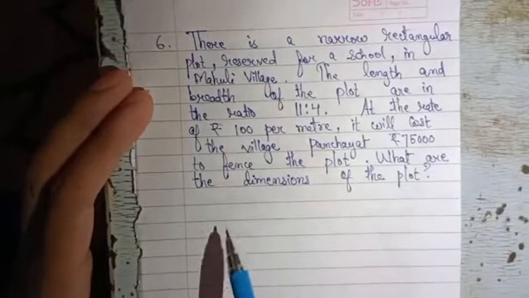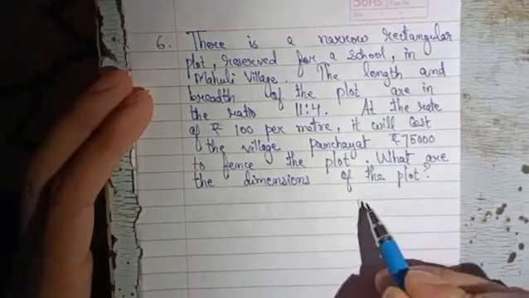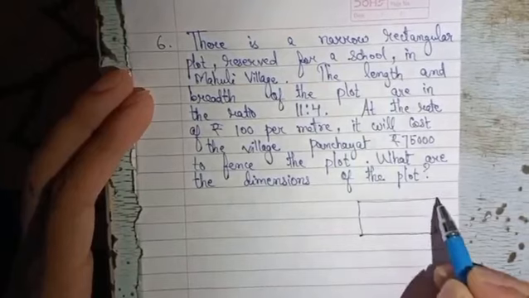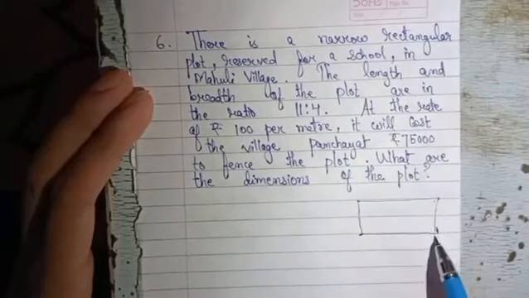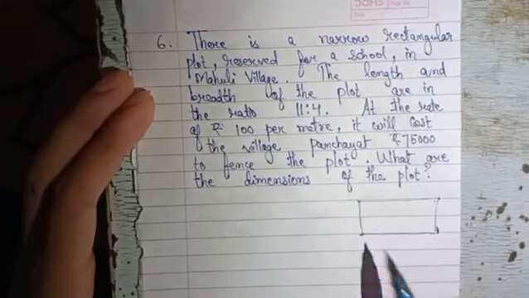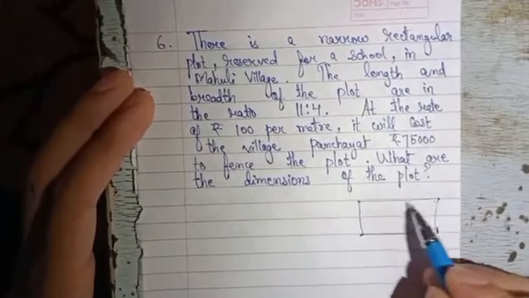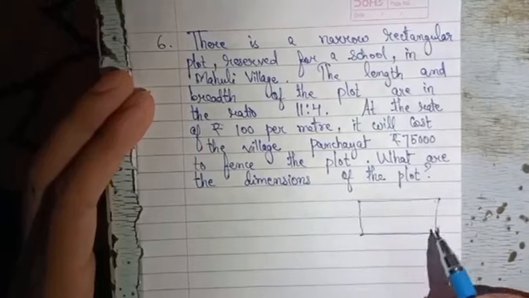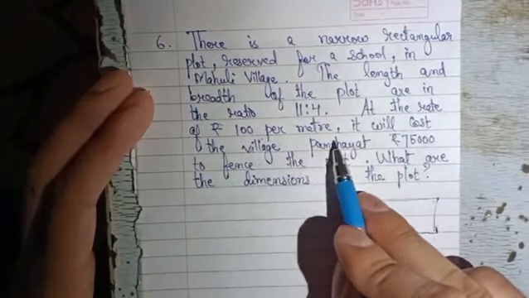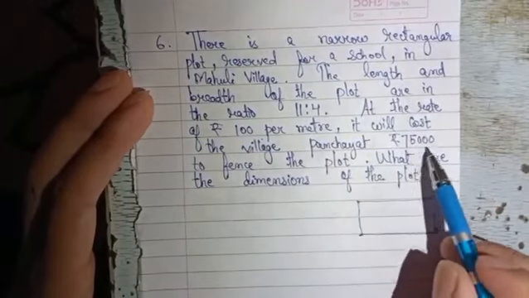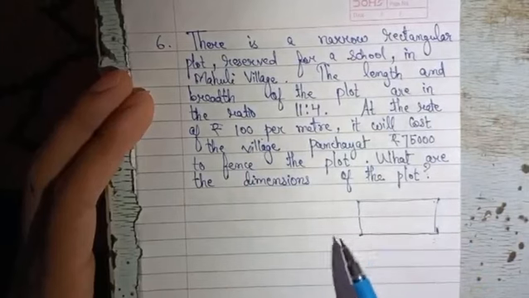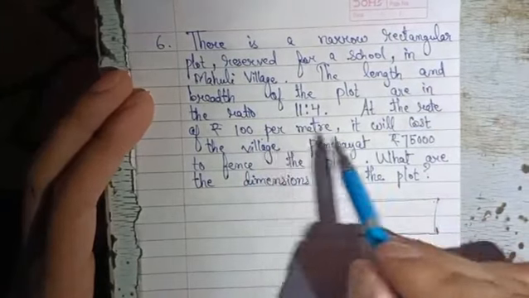Whatever the cost is given to us to fence the plot, when we fence a rectangular plot, it will be around its boundaries, that means around its perimeter. So for that, the cost is given to us at the rate of rupees 100 per meter. If we divide this cost by 100, we will get the perimeter of the rectangular plot, and the ratio is also given to us.